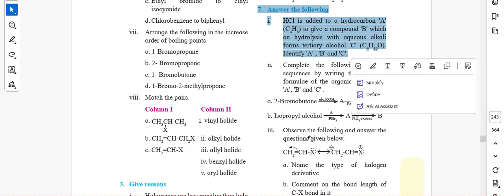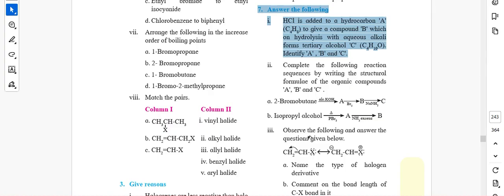So let's start. Question 1: HCl is added to hydrocarbon A having molecular formula C4H8, to give compound B, which on hydrolysis with aqueous alkali forms tertiary alcohol C, that is C4H10O. So identify A, B and C. Okay, so let's start solving this question.